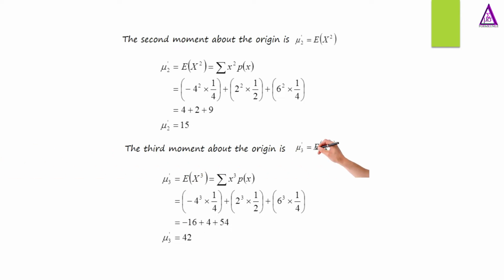The third moment about the origin is equal to the expected value of x raised to power 3, which is the summation of x raised to power 3 p(x), which is equal to (-4) raised to power 3 times 1/4 plus 2 raised to power 3 times 1/2 plus 6 raised to power 3 times 1/4, which is equal to -16 plus 4 plus 54. And this third moment about the origin is equal to 42.